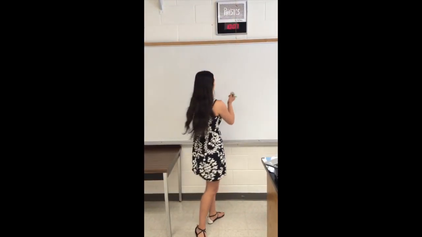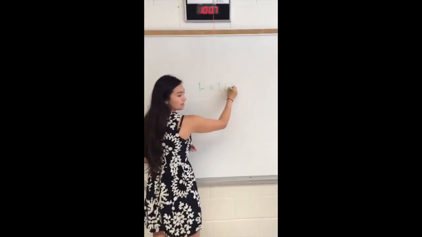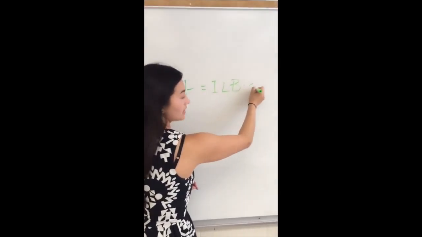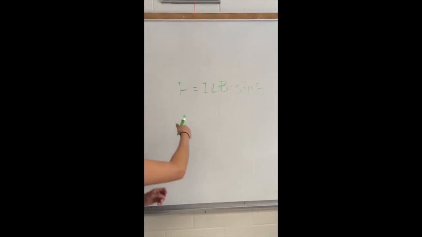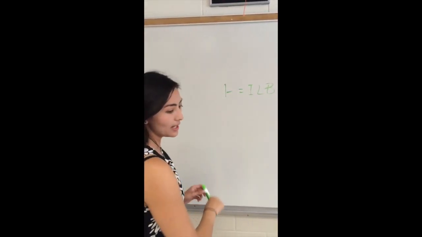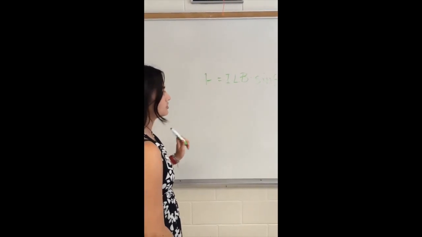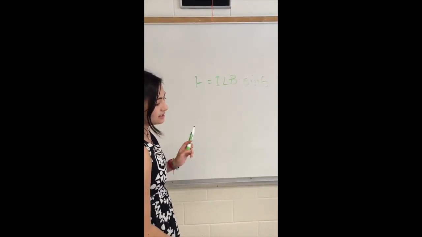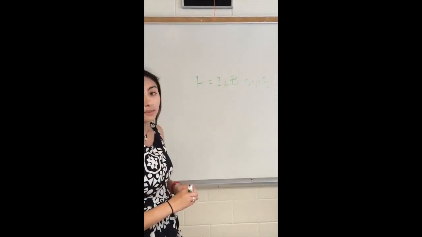Now I'm going to go over some magnetic force formulas with you guys. F equals I times L times B times sine theta, where F is the magnitude of the force on the wire, I is the current of the wire, L is the length of the wire, B is the field strength measured in Teslas, and theta is the angle of the wire compared to the magnetic field.